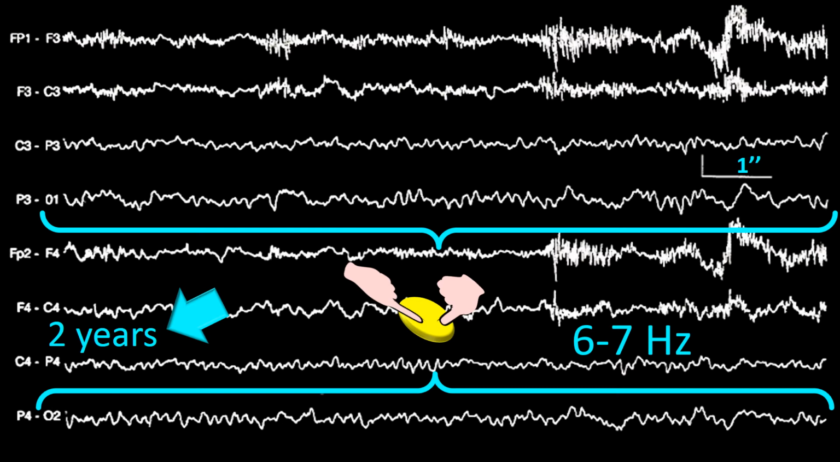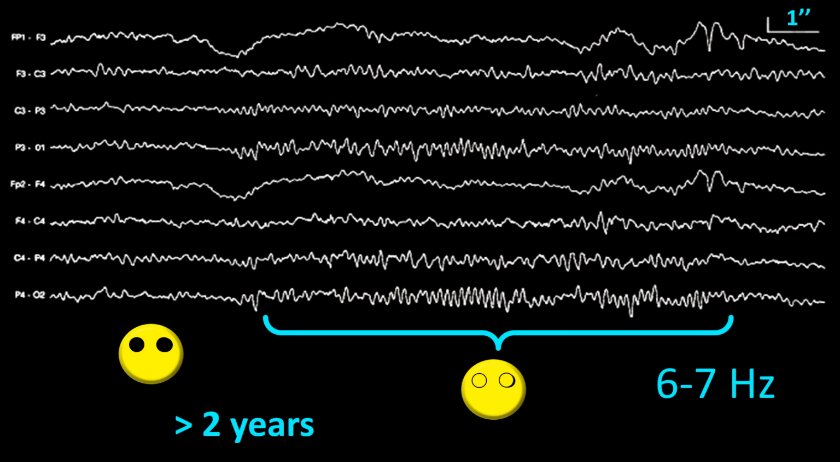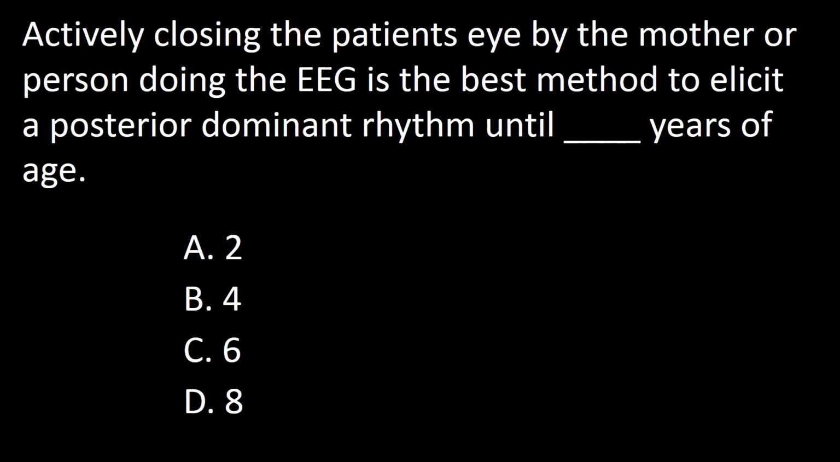The same is also present at 2 years of age, but at this time, the child will cooperate less and movement artifact will occur because of the discomfort of closing the child's eyes. At this age, a cleaner record is usually obtained by playing monkey see, monkey do, with the examiner closing their own eyes in hopes that the child does too. At this time, the activity frequency is usually 6 to 7 Hertz. So the answer to this question is A.